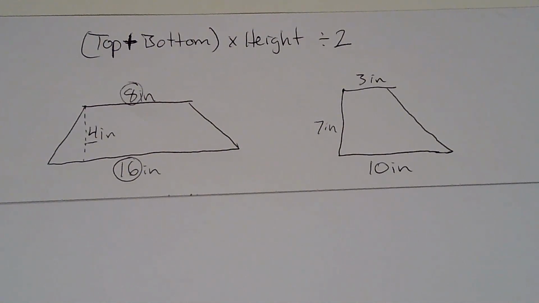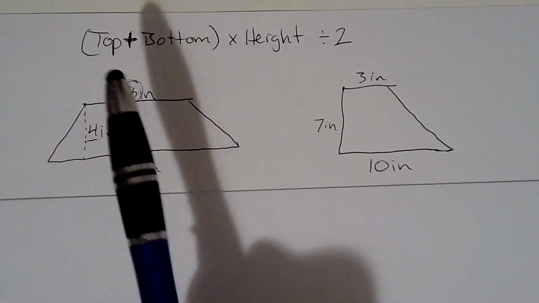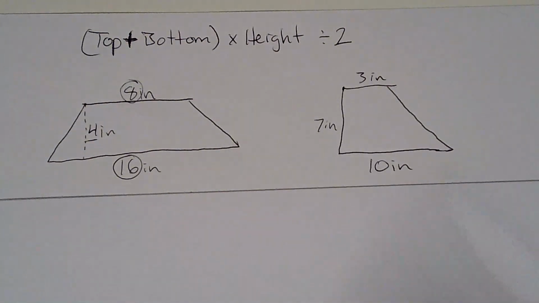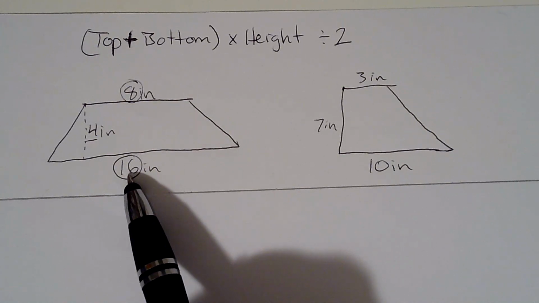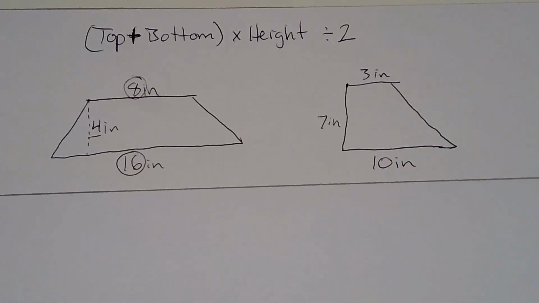All right, today we're going to look at the area of trapezoid in irregular shapes. So the formula for trapezoids to find the area is all you need to do is add your top plus the bottom, then times the height, and then divide it by 2. So in this case, my top is 8, the bottom is 16, and the height is 4. So in my calculator, all I'm going to do is exactly that formula.